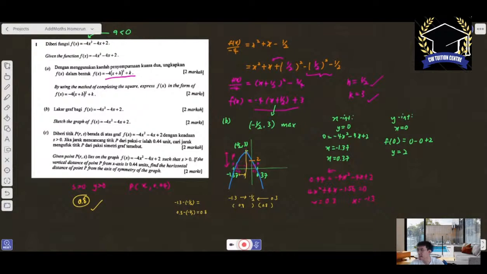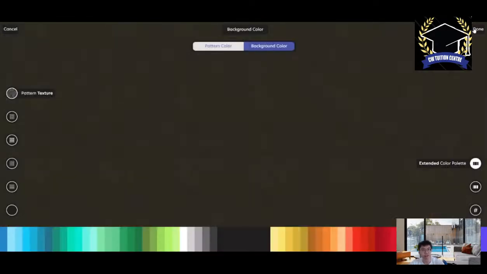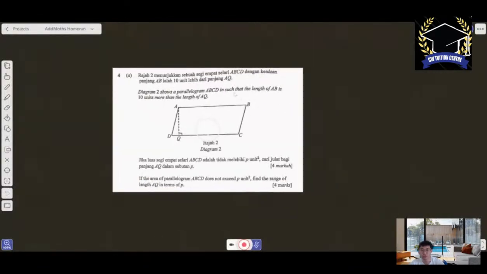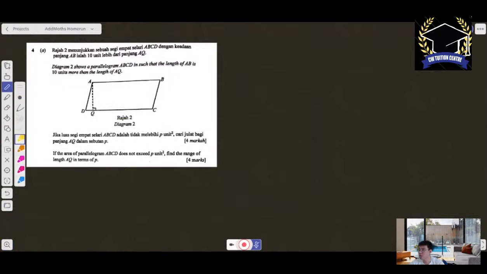Okay, another question that I would like to discuss is something like that. This is the MISM paper. So I take it out, I will discuss with you all. If you look at this, the diagram shows a parallelogram ABCD such that the length of AB is 10 units more than the length of AQ. So let's say AQ is X. I do not know what AQ is. So AB will be X plus 10 unit difference.